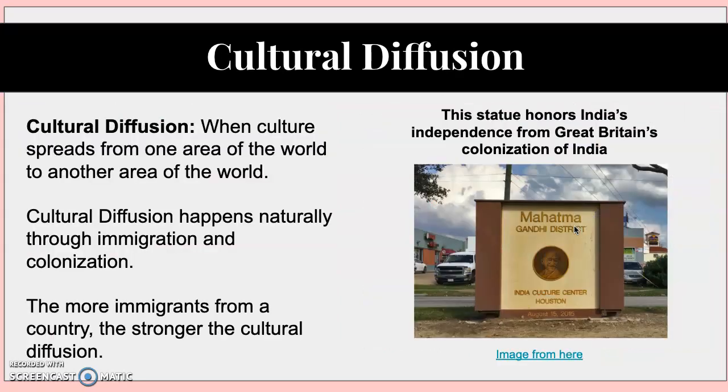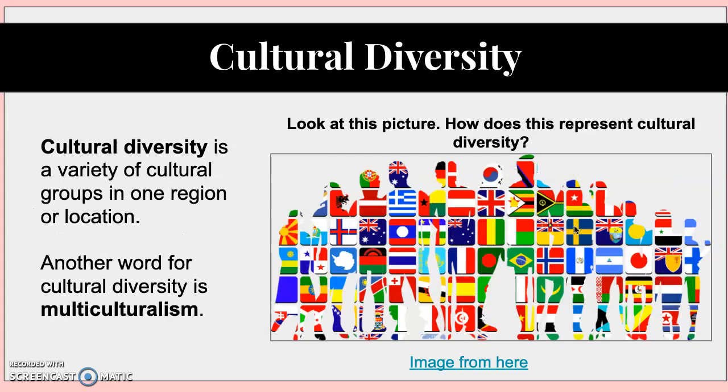Cultural diffusion is when culture spreads from one area of the world to another area of the world. Cultural diffusion happens naturally through immigration and colonization. The more immigrants from a country, the stronger the cultural diffusion. Cultural diversity. Cultural diversity is a variety of cultural groups in one region or location. Another word for cultural diversity is multiculturalism.